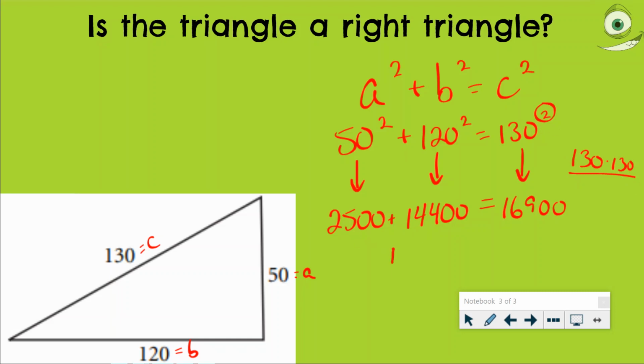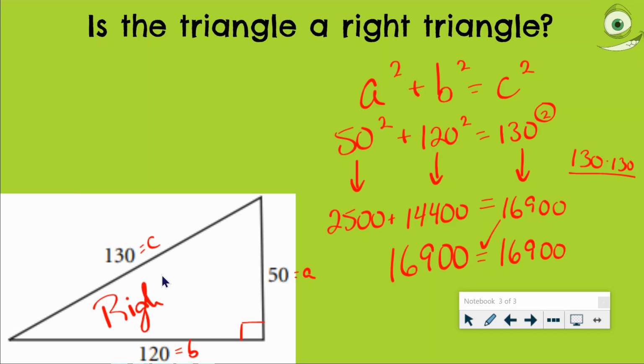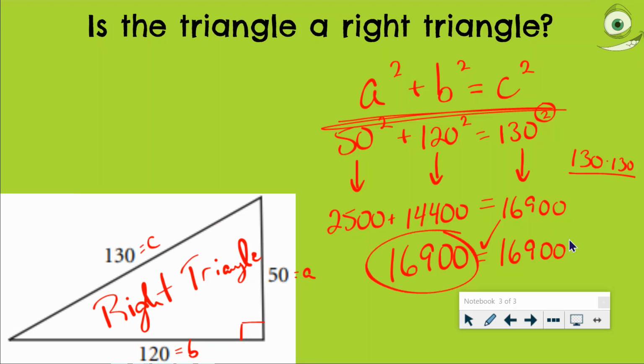When I add these up, I get 16,900. And that's exactly what I had on the right side. Those two are equal, so this must be a right triangle. So again, we're really just using this equation to test to see if those two sides are in fact equal. If this side equals that side, it's a right triangle.